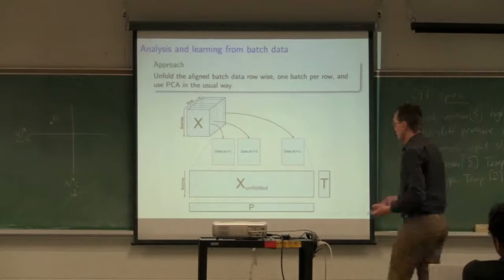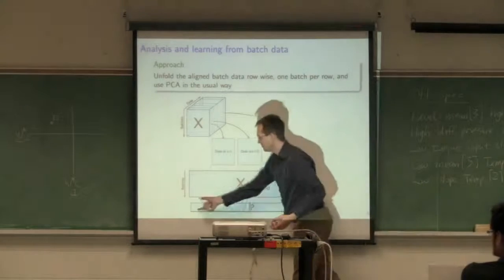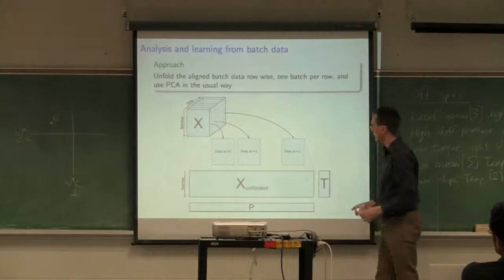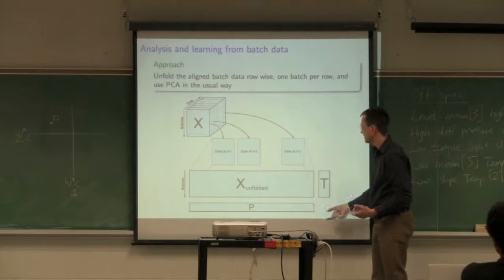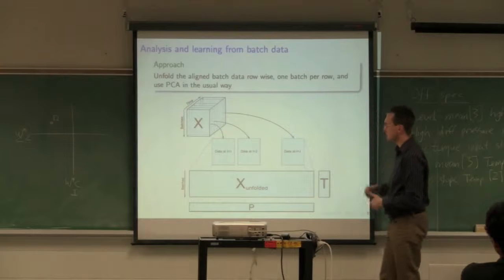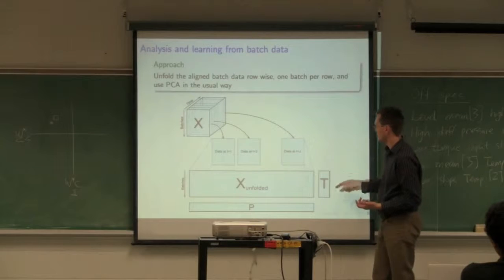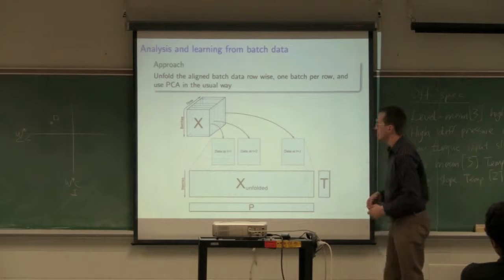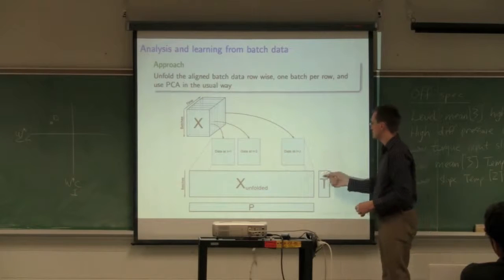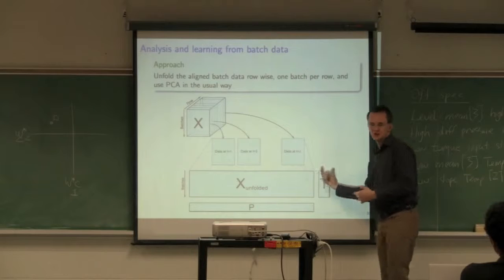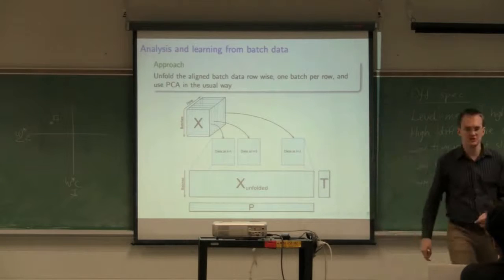We're going to calculate a loadings matrix that's also the same number of columns long, and maybe 2 or 3 components. So the height of that P matrix is only 2 or 3 rows because of the number of components we calculate. And then T will have one row for every batch. So we'll get a set of scores for every batch, T1, T2, T3, one set of scores for every batch.